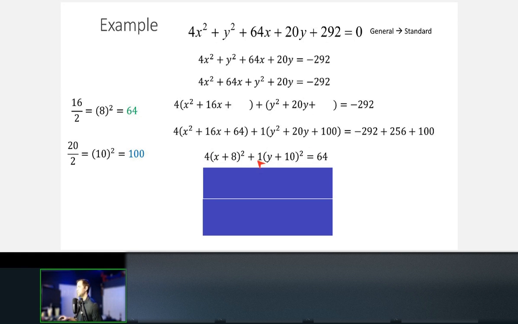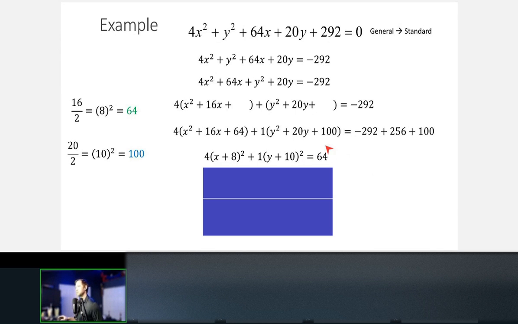All right. Now remember, we are going from general to standard. If this was a circle, we would be done at this step. But in your notes, you should be able to either remember or reference what the standard form of an ellipse looks like. So the standard form of an ellipse, what will it always equal? What number? It will always equal a 1, correct.